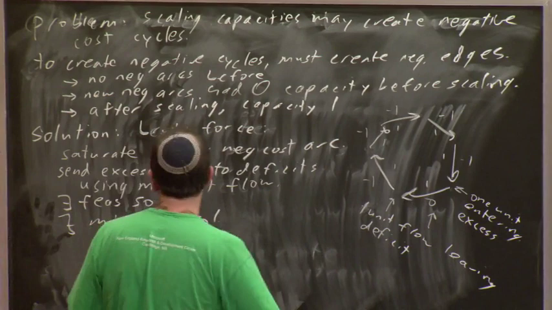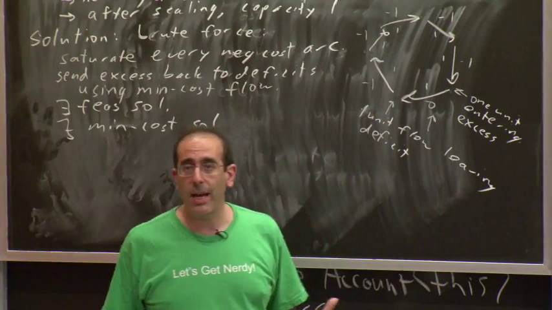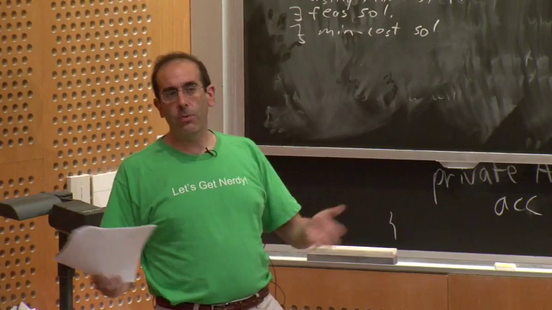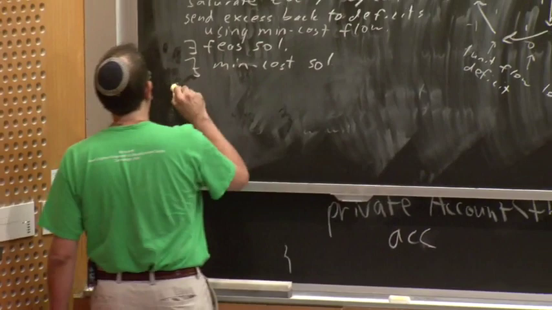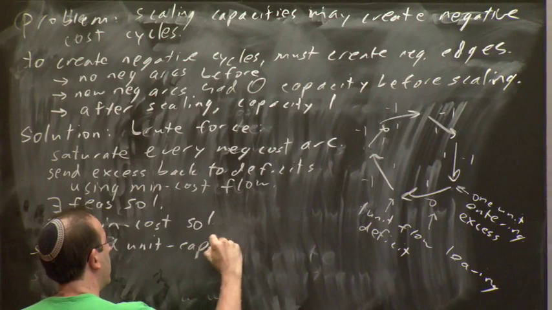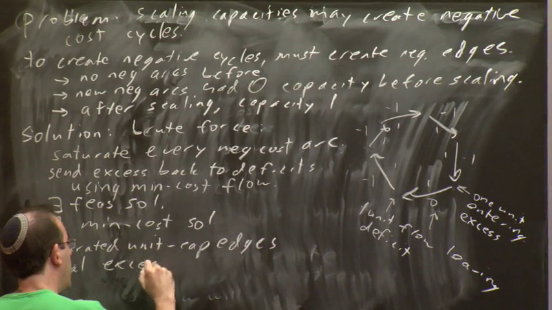Well, for that we rely on this other fact. What was the capacity of these edges that we saturated? It was 1. So how much excess could we have created? Right? We saturated unit capacity edges. So the total excess that needs to be sent back is how much?